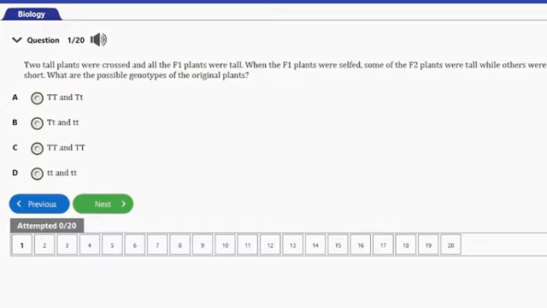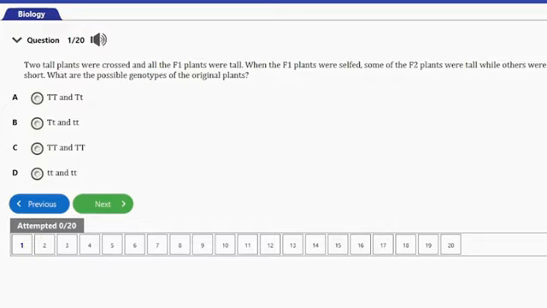Then B, we have capital T, small t, that's heterozygous tall, and then small t, small t, that's homozygous short. Then we have C, capital T, capital T and capital T, capital T. Then D, small t, small t and small t, small t.